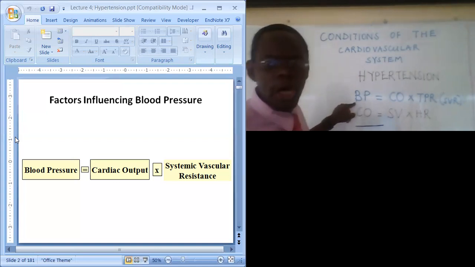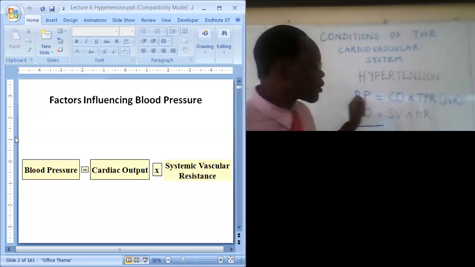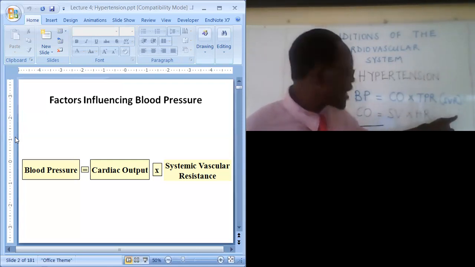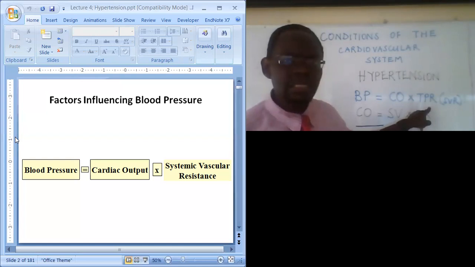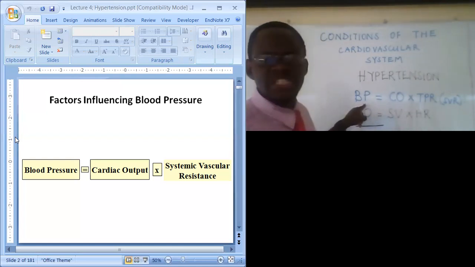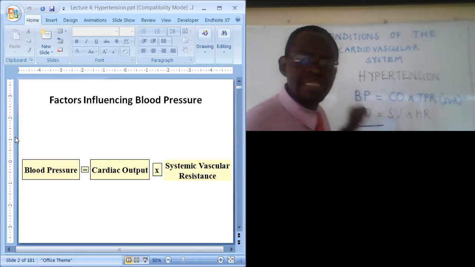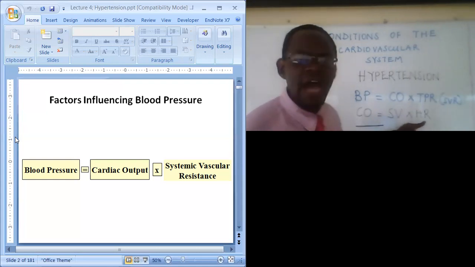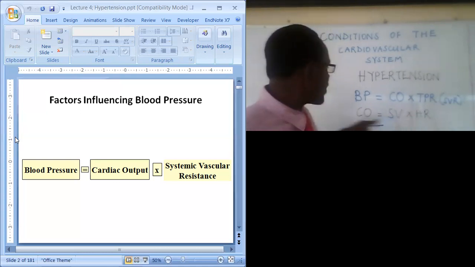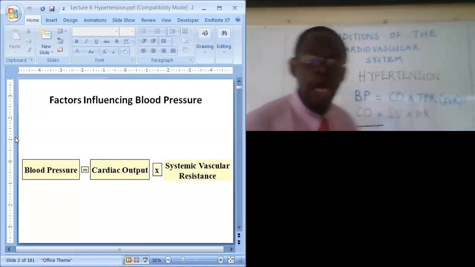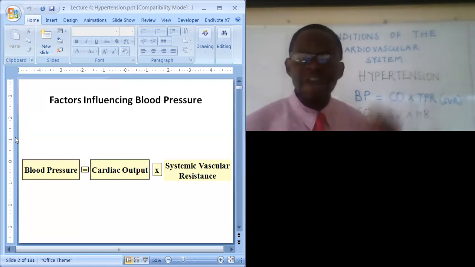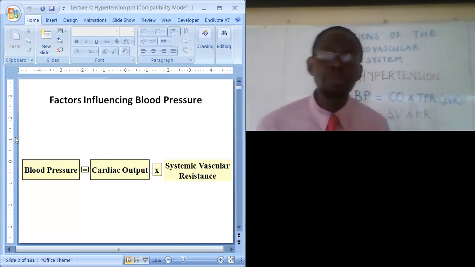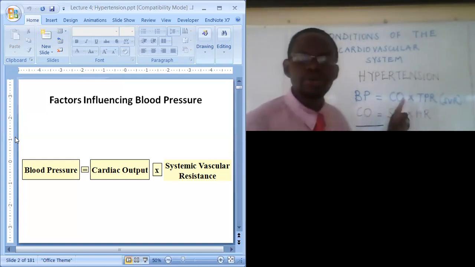So if cardiac output increases, then keeping all other factors constant, the blood pressure will also increase. At the same time, if the total peripheral resistance increases, then the blood pressure will also increase. And if the heart rate increases, then the cardiac output will also increase. So the factors that affect cardiac output are things like blood volume and heart rate.